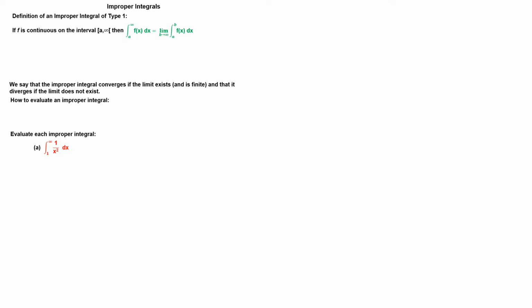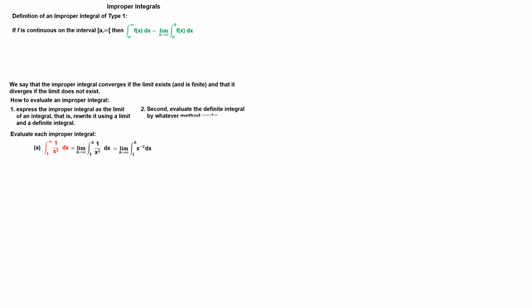Basically, evaluating an improper integral is a three-step process. First, express the improper integral as the limit of an integral. That is, rewrite it using a limit and a definite integral. We will replace the infinity with the variable b. Second, evaluate the definite integral by whatever method works. We find the antiderivative and then we use the fundamental theorem of calculus to evaluate the antiderivative over the interval from 0 to b.